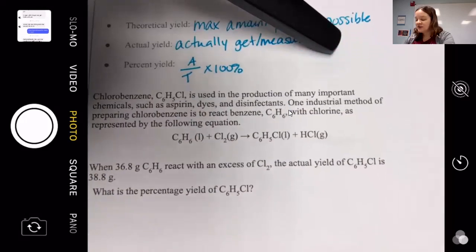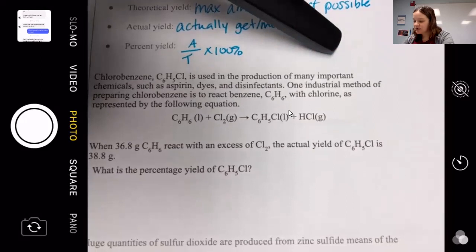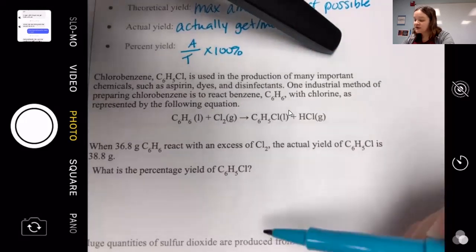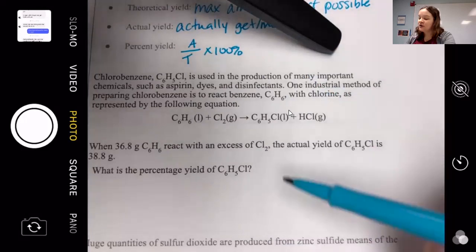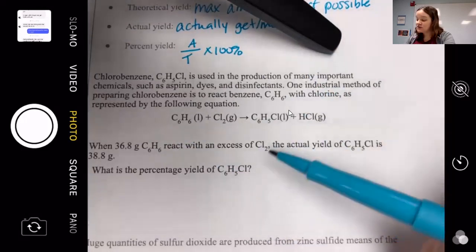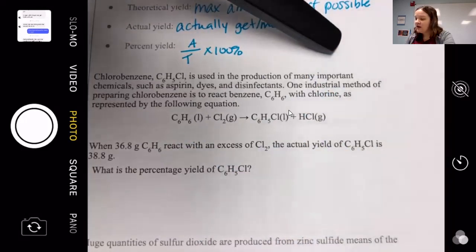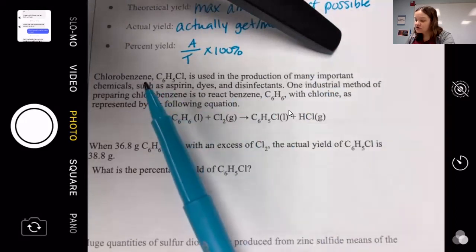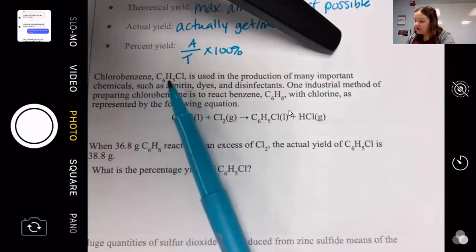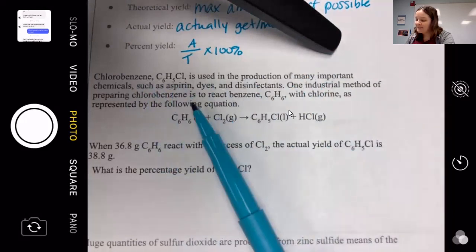So percent yield doesn't take up quite as much room. It's a simpler equation. In this equation, we're going to have to first figure out what the theoretical yield is because they don't tell us. So for this one, we have a compound that's used to produce stuff, and then it gives us the equation for how we can make it.